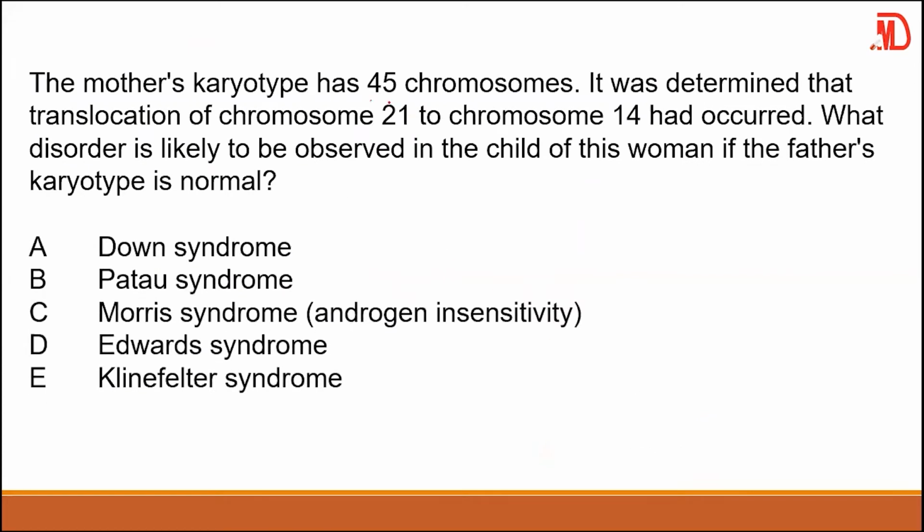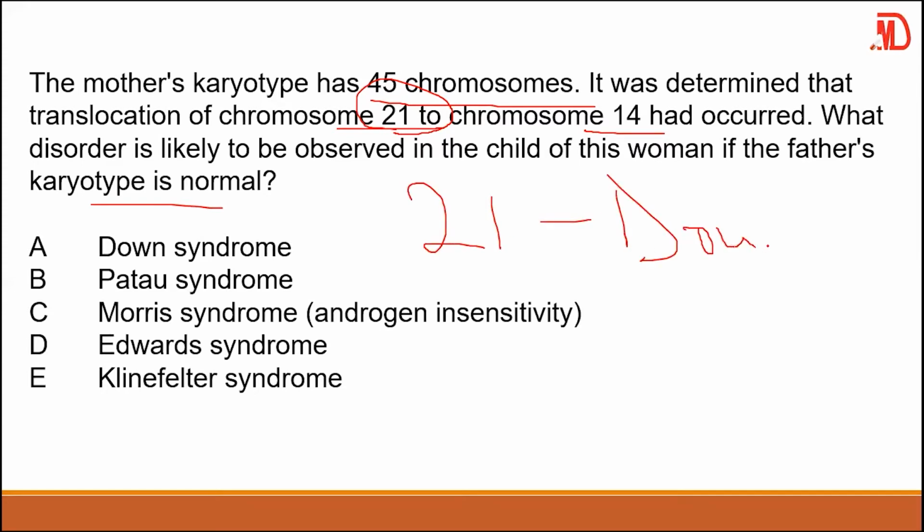Now, the mother's karyotype has 45 chromosomes. It was determined that the translocation of chromosome 21 to 14 had occurred. What disorder is likely to be observed in the child of this woman if the father's karyotype is normal? So there's a translocation between 14 and chromosome 21. So this is actually a trisomy 21, and trisomy 21 is also called Down syndrome. So A will be our answer.